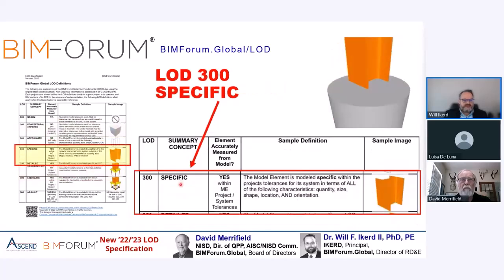300, we're going to note it's specific. And in another presentation later, we'll go over the 10 rules of LOD, and those are highlighted in the introduction to this specification. And I use rules in quotes, but they're guiding principles of LOD. But for LOD 300, an element must be specific within project tolerances for its system. So if it's structural steel, it would refer to the steel specification for tolerances. And Dave will talk some about that later on some of the project examples we're talking about. But it has to meet all of these requirements. So you'll see capital all in the definition: quantity, size, shape, location, and orientation.